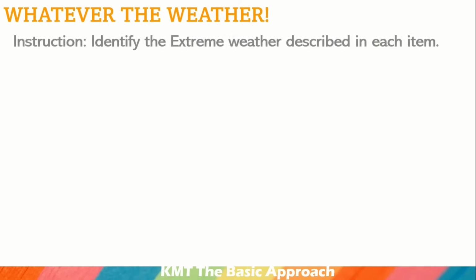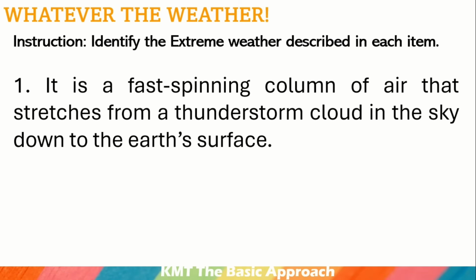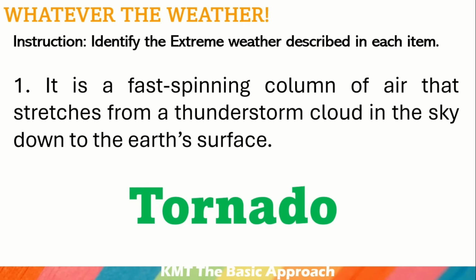Whatever the weather. Instruction: Identify the extreme weather described in each item. Number 1. It is a fast spinning column of air that stretches from a thunderstorm cloud in the sky down to the Earth's surface. What is the answer? Great! The correct answer is tornado.